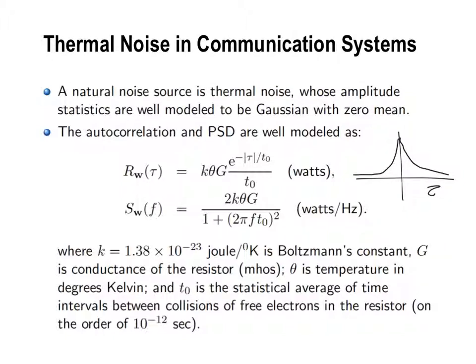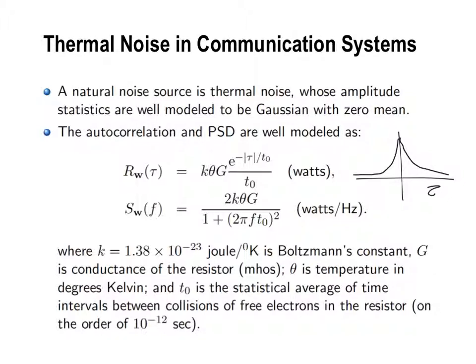Now, if you want to represent this in frequency, it's simply taking the Fourier transform of this. Taking the exact Fourier transform of this is going to end up with this expression: 2 K theta G, so the same thing, divided by 1 plus (2 pi f T naught) squared. Now, T naught being a very small value, you can expect that for most of the frequencies, this term is going to be almost 0.